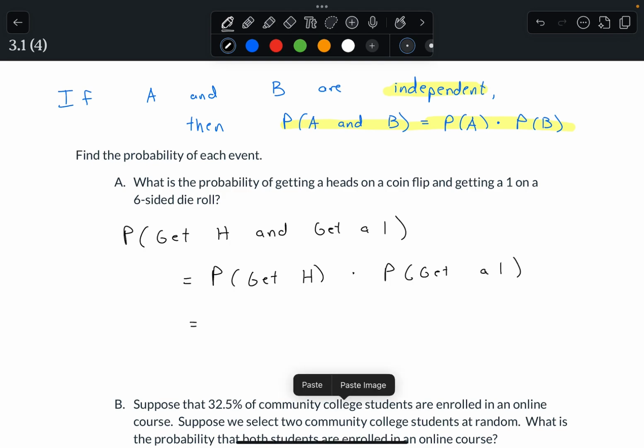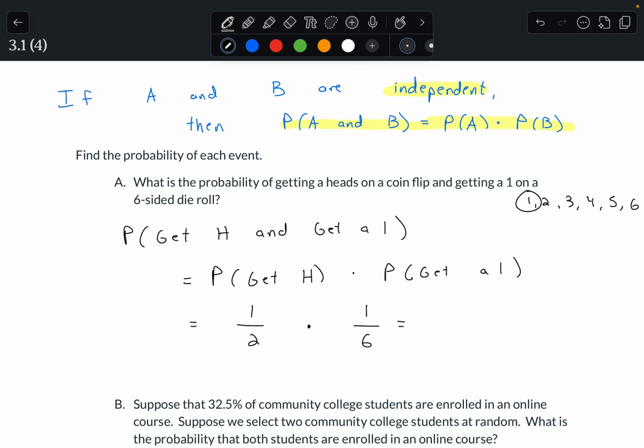If I flip a coin, there's only two outcomes. There's either heads or tails. So out of the two different outcomes, only one of those is heads. Then we'll multiply that by the probability that I get a 1 on a 6-sided die roll. If I'm rolling a die with 6 sides, there are 6 total outcomes: 1, 2, 3, 4, 5, or 6. Only one of those is a 1. So it's 1/2 times 1 over 6. If I multiply these, I should end up with my answer.